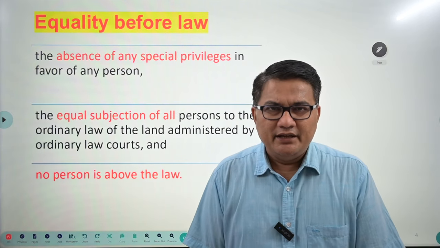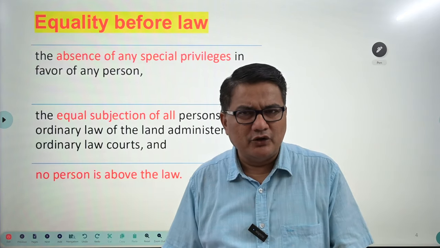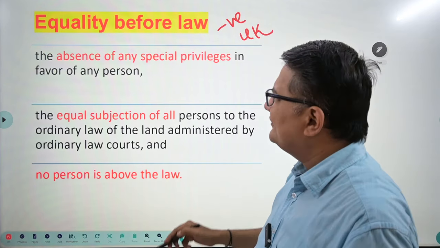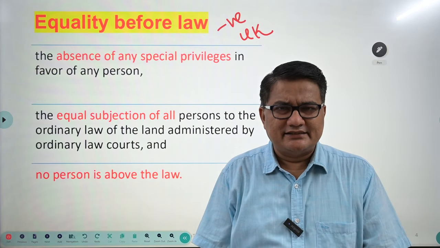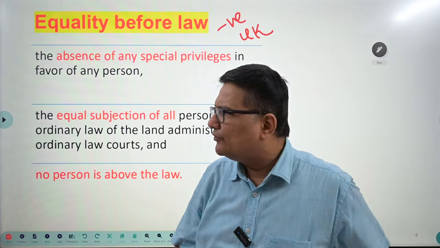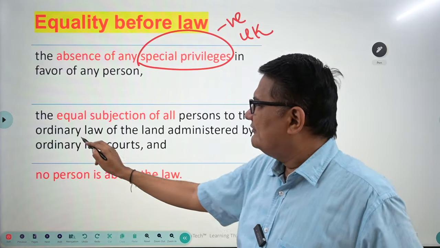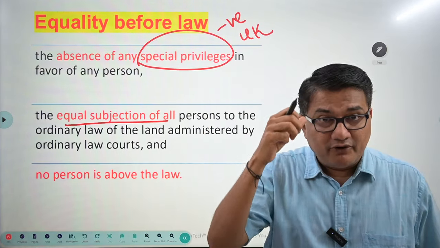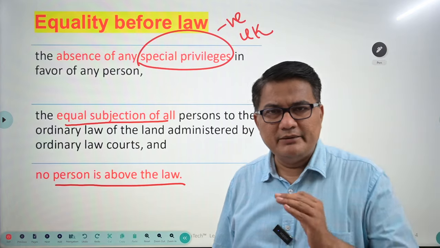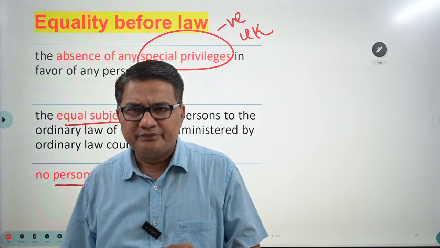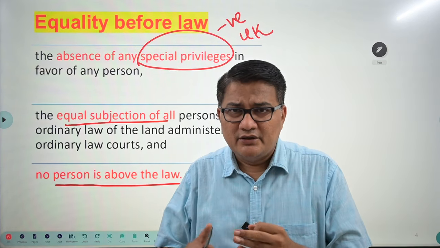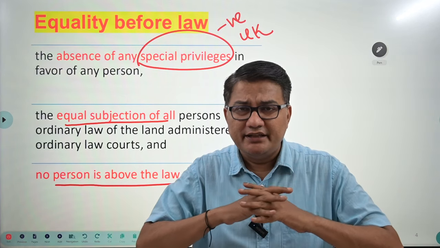Now first part, equality before the law. Equality before law is a negative concept. It's a negative concept borrowed from the UK. Why negative? That also we will discuss. It clearly says that there is an absence of any special privilege or favor to any person. So there won't be any special privileges, and there will be equal subjection of all persons to the ordinary law of the land, and no person is above the law. What do you mean by that? Whether rich or poor, all are going to be treated in an equal manner. I repeat, whether rich, poor, or any other person, all are going to be treated in an equal manner.